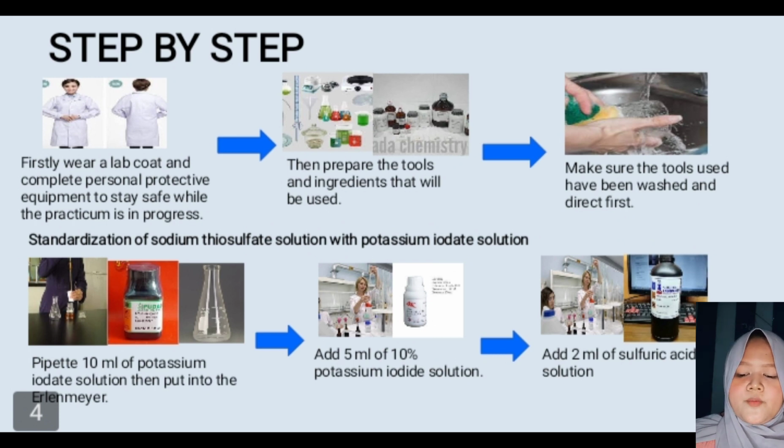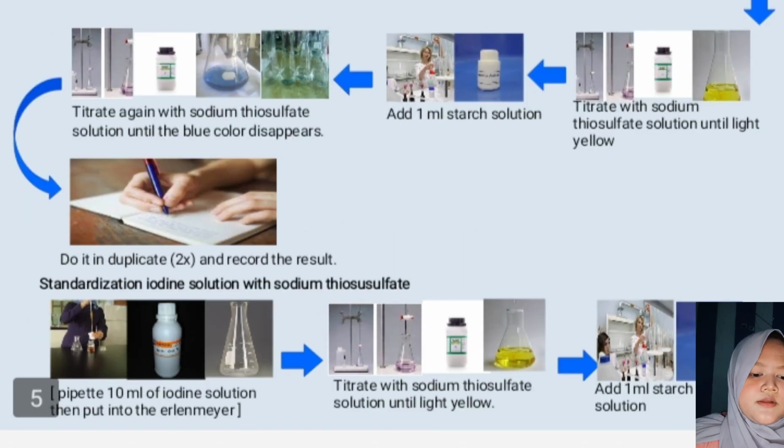Pipette 10 ml of potassium iodide solution, then put into the iodometer. Add 5 ml of 10% potassium iodide solution. Add 2 ml of sulfuric acid solution. Titrate with sodium thiosulfate solution until light yellow. Add 1 ml starch solution. Titrate again with sodium thiosulfate solution until the blue color disappears. Do it in duplicate and record the result.